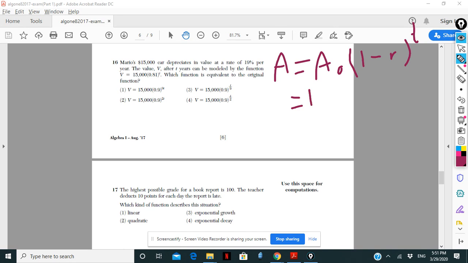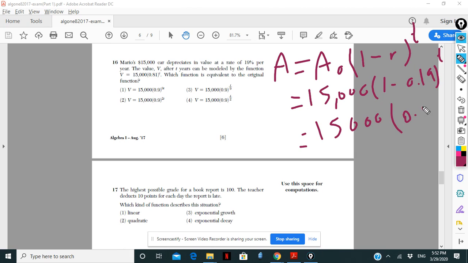So 15,000 times 1 minus 0.19 to the power T, which is going to be 15,000 multiplied by 0.81 to the power T. Now you want to know which function is equivalent to this one. Okay, if you're looking for the 0.81, it's like 0.9 squared.